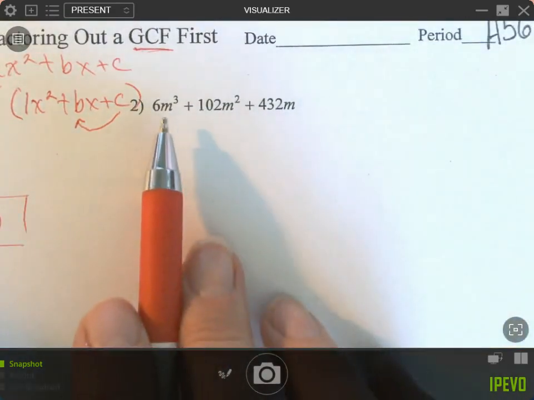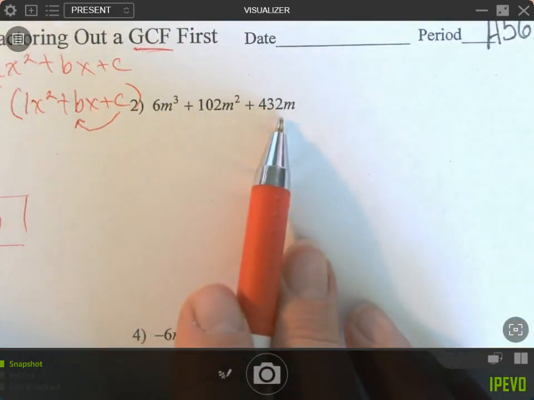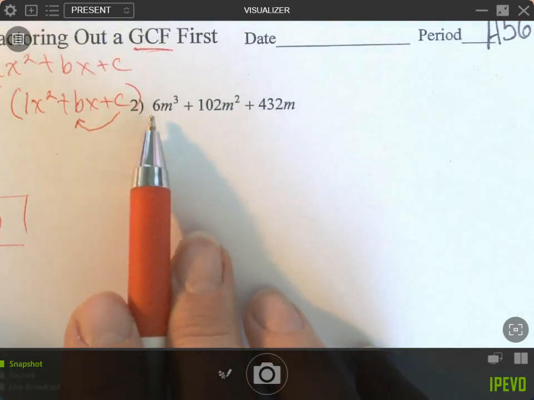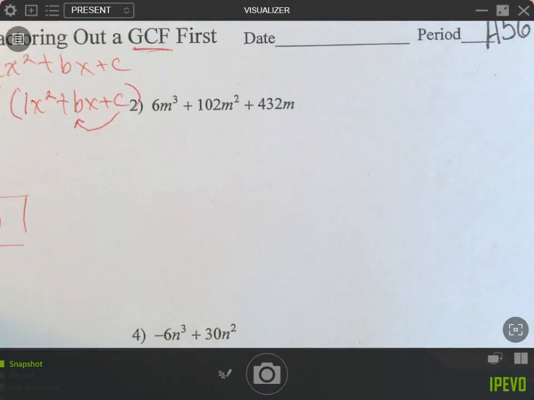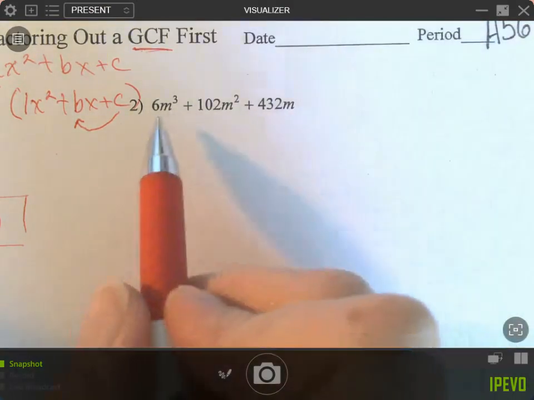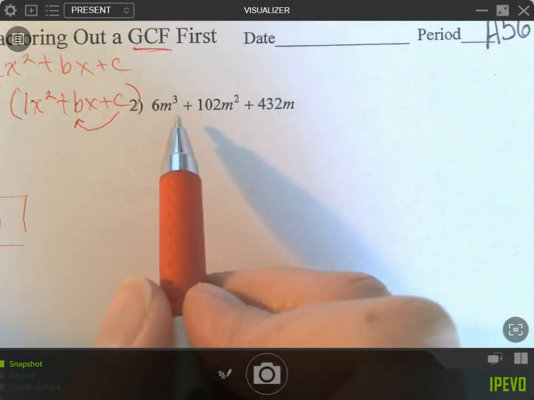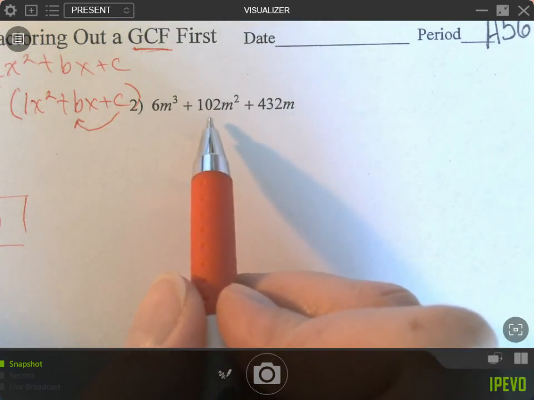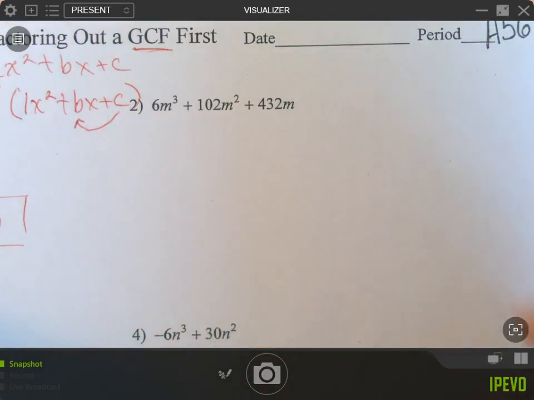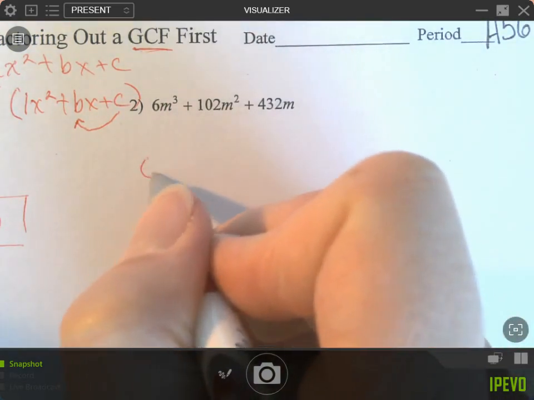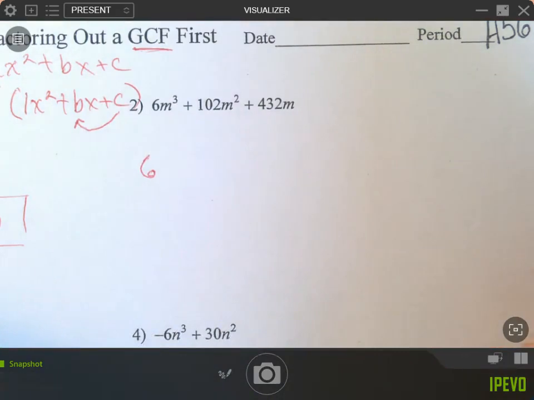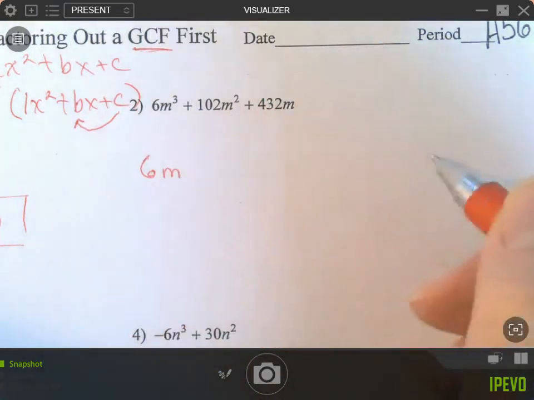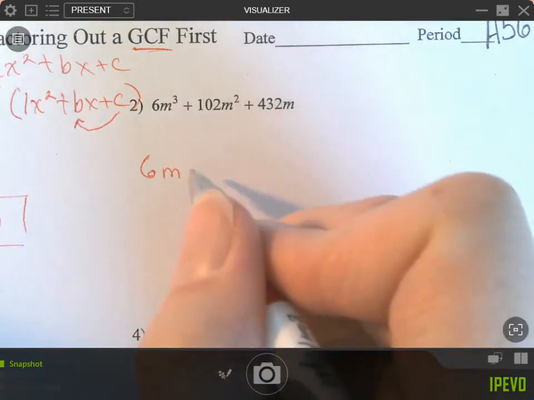Okay, so I'm looking at this problem: 6, 102, and 432. The first thing I'm looking at is that 6. Does 6 go into everything? Yes. I'm using a calculator to make sure 102 divides by 6 evenly, and 432 divides by 6 evenly. Now, is there anything else I could take out other than the 6? Don't they all have an M? Okay, so I took out a 6M.